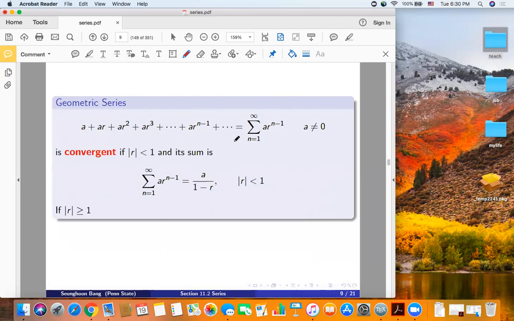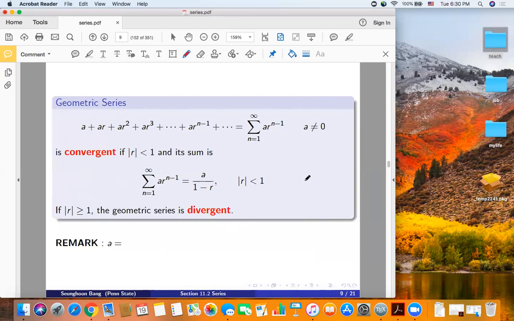The absolute value of r is greater than or equal to 1, so the geometric series is divergent. What's that? This inequality is exactly the same as r is less than or equal to -1, or r is greater than or equal to 1. It is always a divergent result.